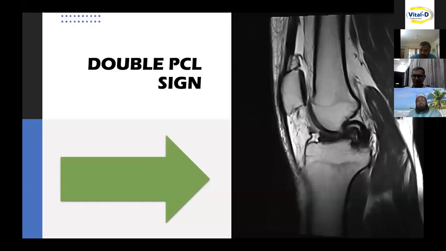And this is another distinct finding, the double PCL sign. You see the one PCL, and it seems to be another PCL, though it is not PCL. This distinct double PCL sign is positive in case of bucket handle tear of the medial meniscus. In case of lateral meniscus bucket handle injury, there may be a double ACL sign, but it is very, very rare. So this is all about meniscus injury.